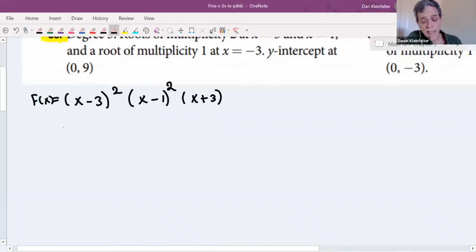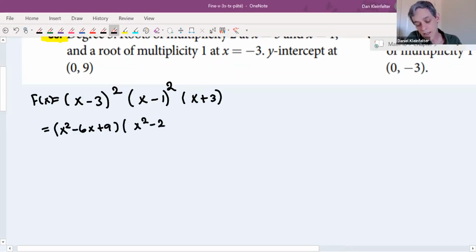So first, x minus 3 squared will be x squared minus 6x plus 9. There I used the perfect square trinomial formula to get that done. X minus 1 squared will be x squared minus 2x plus 1. And then finally, I still have that factor of x plus 3. Okay, so now what to do next is I'm going to multiply the two.